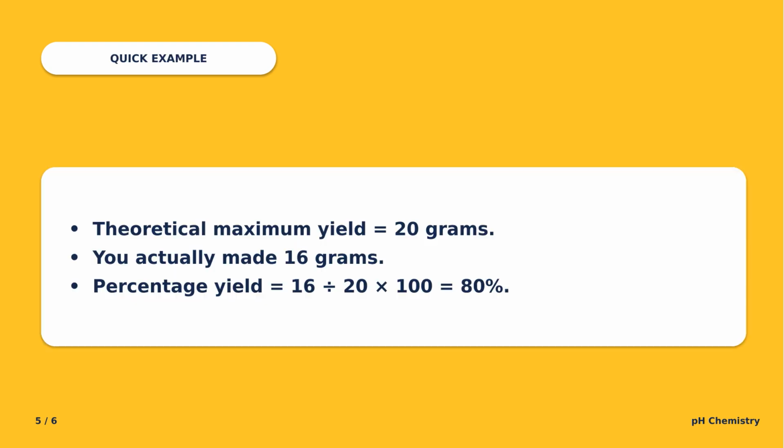Quick example: theoretical maximum yield equals 20 grams, and you actually made 16 grams. So your percentage yield is 16 divided by 20 times 100 equals 80%. A solid yield in a school lab; losses of around 20% are completely normal.